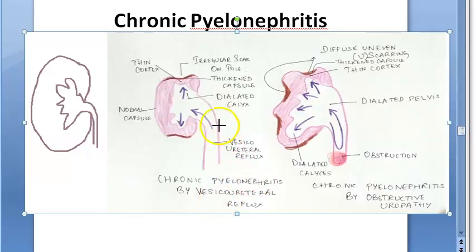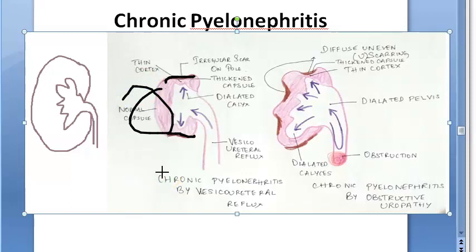Vesicoureteral reflux is there. Hence what happens, there are dilated calyces, and the calyces are usually dilated towards the poles, and here there is an irregular scar on the pole, right? You can see a U-shaped scar on the pole. So the cortex has got thinned. You can see here the cortex is thin, and there is a thickened capsule. Are you able to see the thickened capsule here? And all these effects are usually on the pole. This side it is normal. The other part of the kidney is normal. Okay, so the poles are affected mainly.